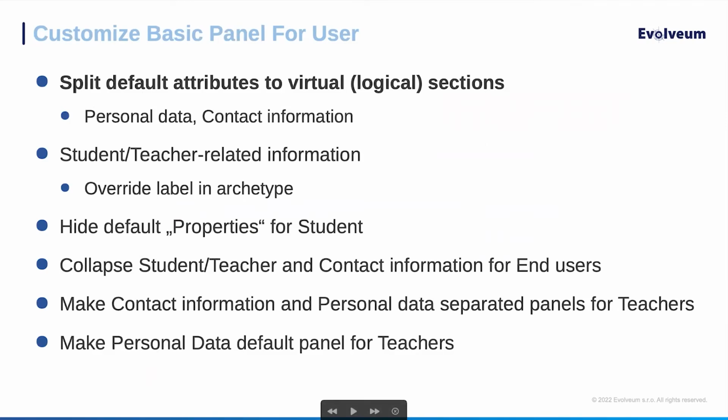The next use case is about showing how to categorize the basic attributes of the user in virtual sections. We will do it at the global level, therefore our customizations will be in the system configuration object. We are going to create two virtual sections for the basic user panel. The first of them with the name personal data, containing attributes like username, full name, and so on. And the second virtual section will be called contact and will contain all the information about how the user can be contacted. In this case, it will be an email address and telephone number.